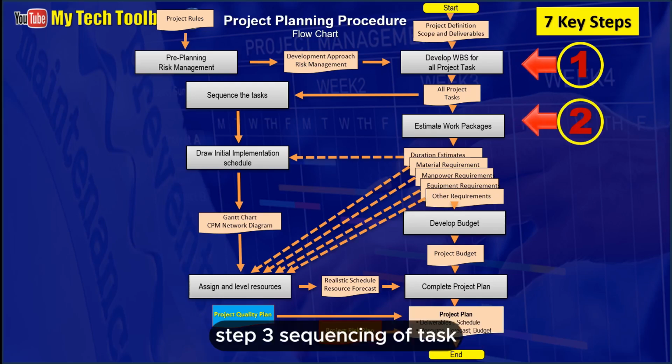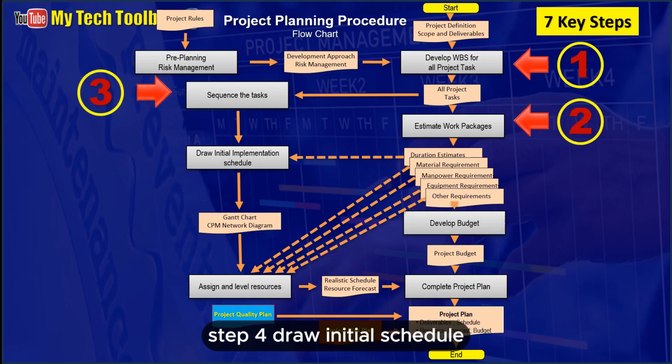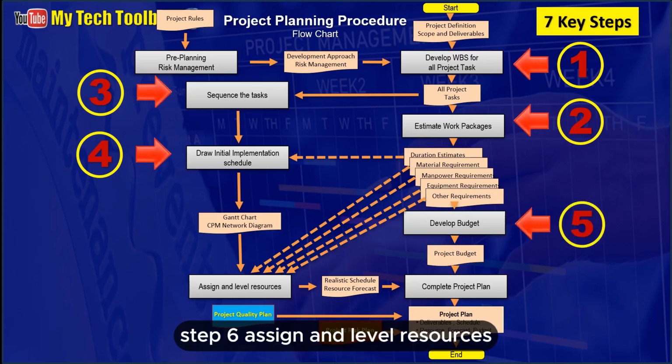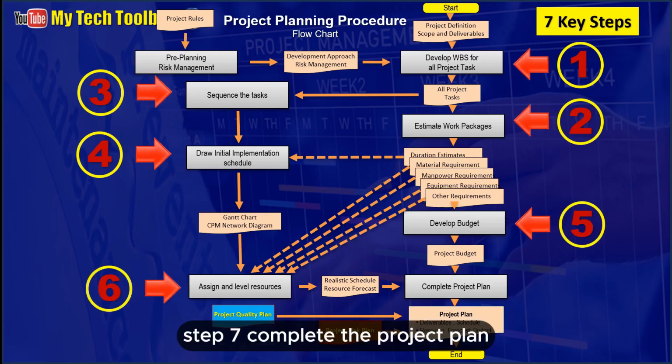Step 3. Sequencing of tasks. Step 4. Draw initial schedule. Step 5. Develop budget. Step 6. Assign and level resources. Step 7. Complete the project plan.